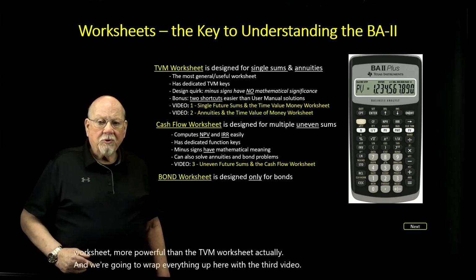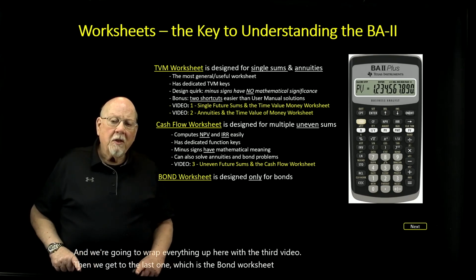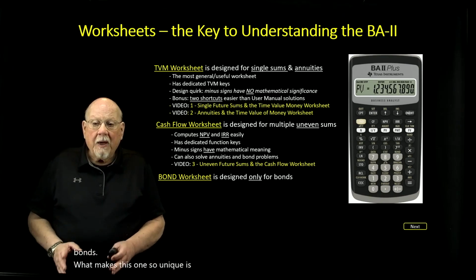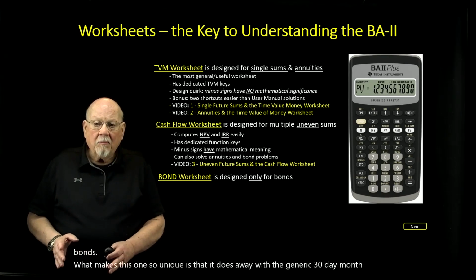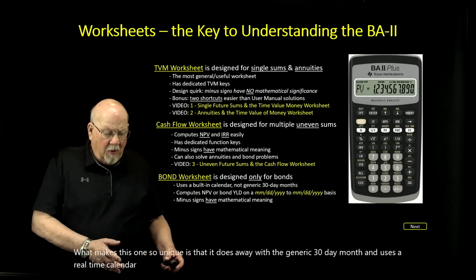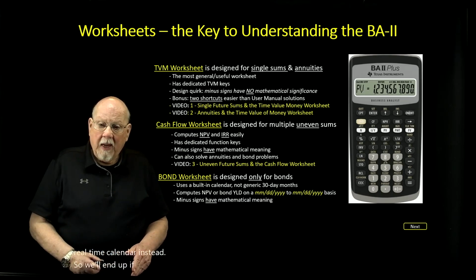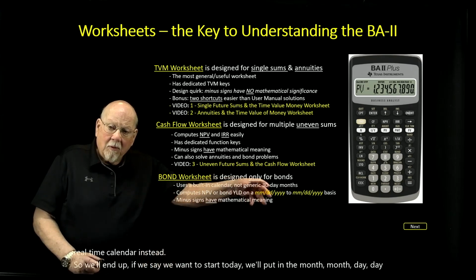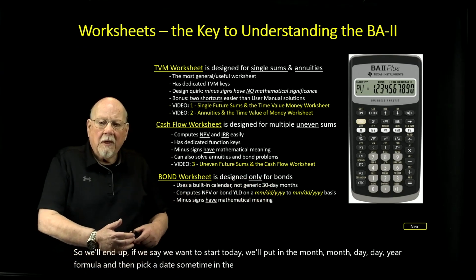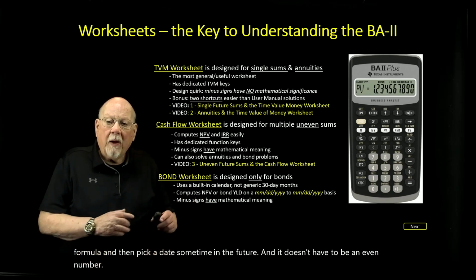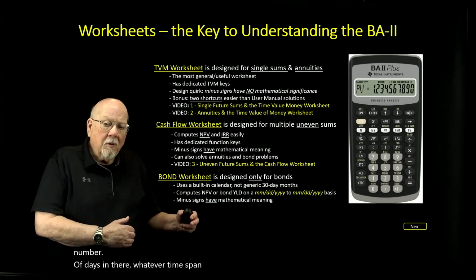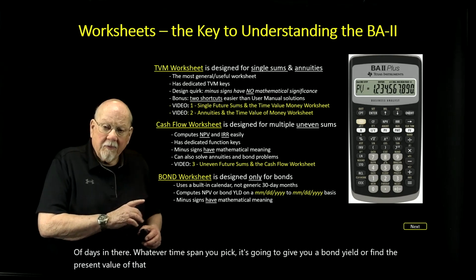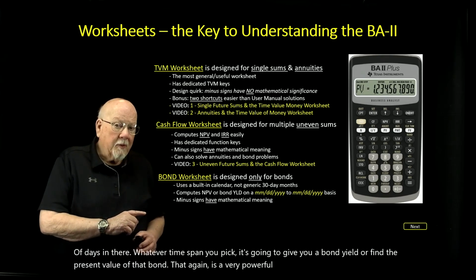Then we get to the last one, which is the bond worksheet. And this one is designed only for bonds. Now, what makes this one so unique is that it does away with the generic 30-day month and uses a real-time calendar instead. So if we say we want to start today, we'll put in the month, day, year formula, and then pick a date sometime in the future. And it doesn't have to be an even number of days in there. Whatever time span you pick, it's going to give you a bond yield or find the present value of that bond. That again is a very powerful worksheet, but it's also a very different one.